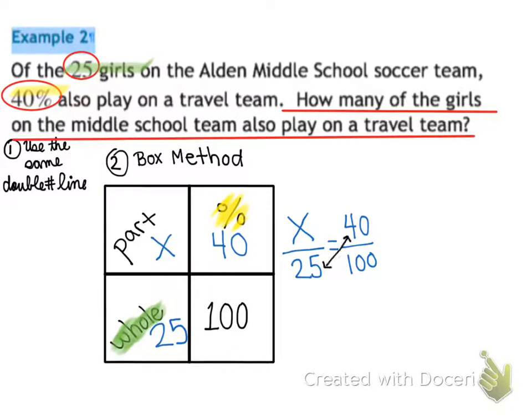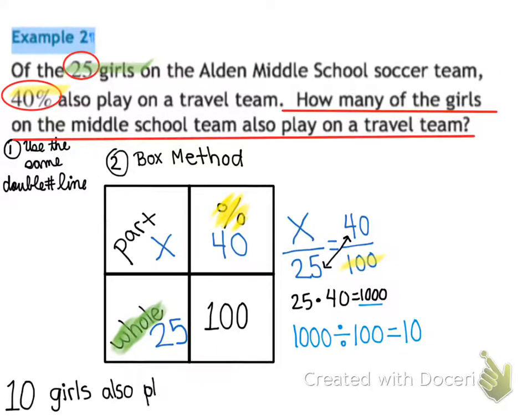Remember, we start by multiplying the numbers that are diagonal, like in this case 25 and 40. So if I multiply 25 by 40, that gives me 1,000. Now I need to divide by the integer that's diagonal from X, which is 100. So 1,000 divided by 100 is 10. 10 girls also play on the travel team.